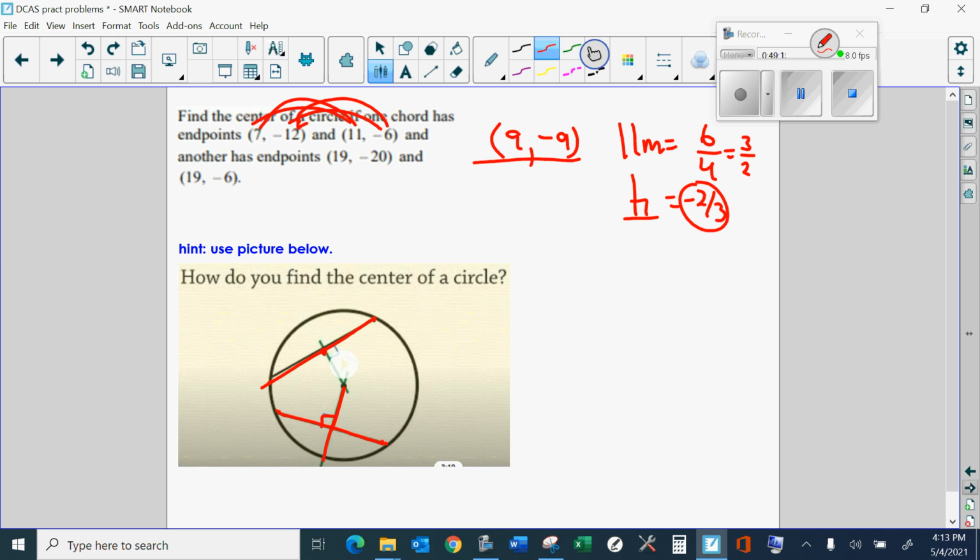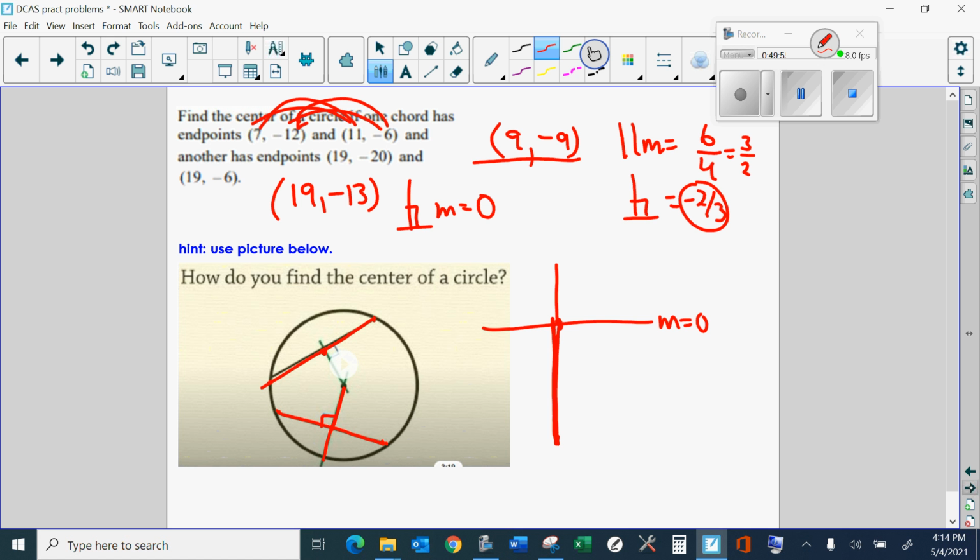I do the same thing again here. 19 plus 19 is 38, divided by 2 is 19. Negative 20 plus negative 6 is negative 26, divided by 2 is negative 13. What's the slope? (19, -6) and (19, -20). That's a vertical line, no slope or undefined, so the perpendicular of that is a horizontal line, and a horizontal line has a slope of 0. So the perpendicular slope here is 0.